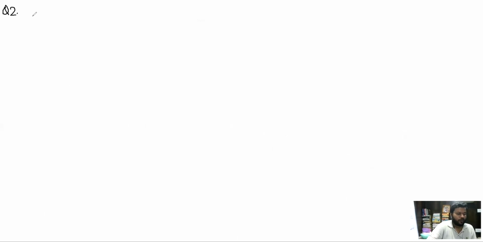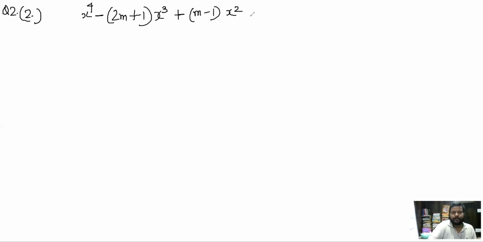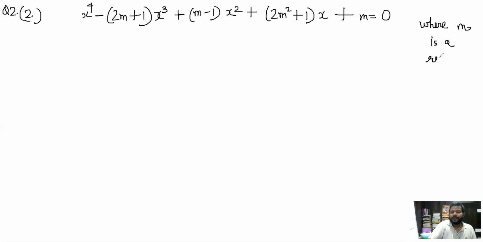This is question 2, part 2. You have to solve the equation x power 4 minus 2m plus 1 x cube plus m minus 1 x square plus 2m square plus 1 x plus m is equal to 0, where m is a real number. So I'll just give you brief hints for this question. It's not very difficult. Case 1 that everyone should look at is when m is equal to 0.